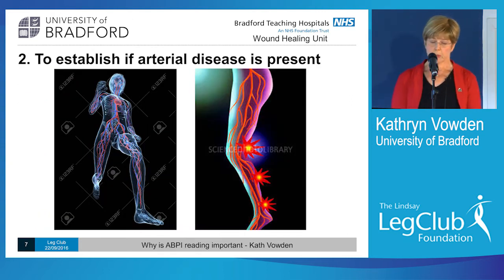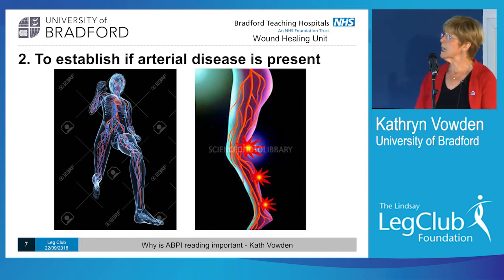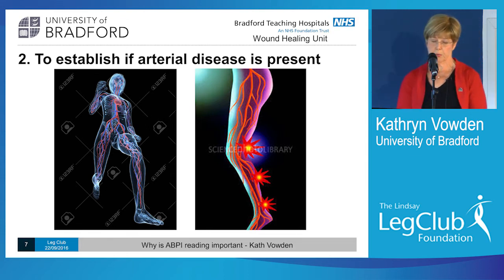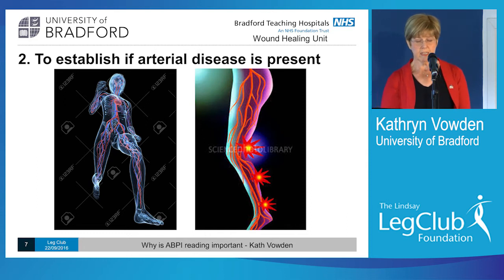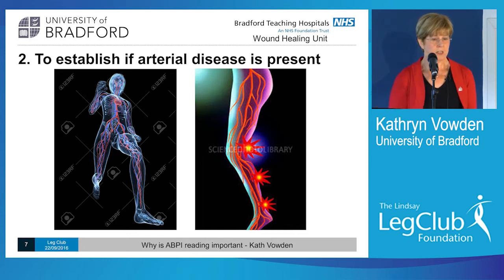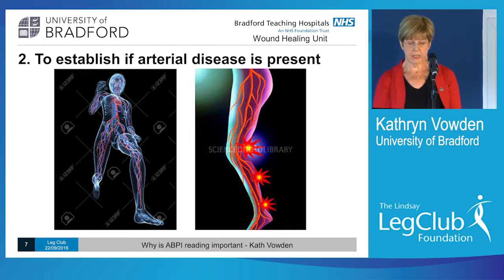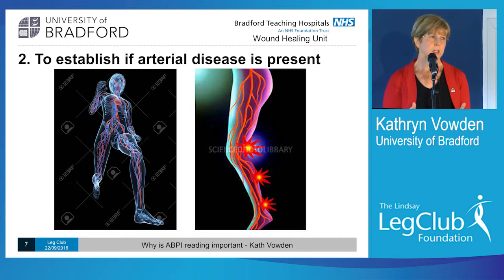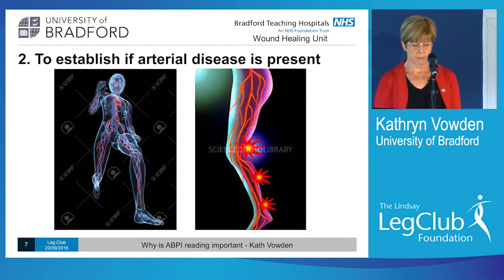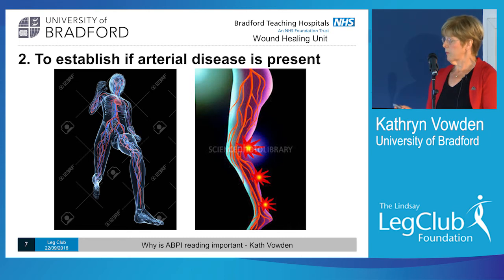Number 2 in my list was to establish if arterial disease is present. Now, arterial disease is associated with old age, as we all know. So as the population is getting older, arterial disease is likely to be more common in the population. But it's frequently under-recognised, and patients don't always recognise the symptoms. So we have to look at that in terms of identifying arterial disease.